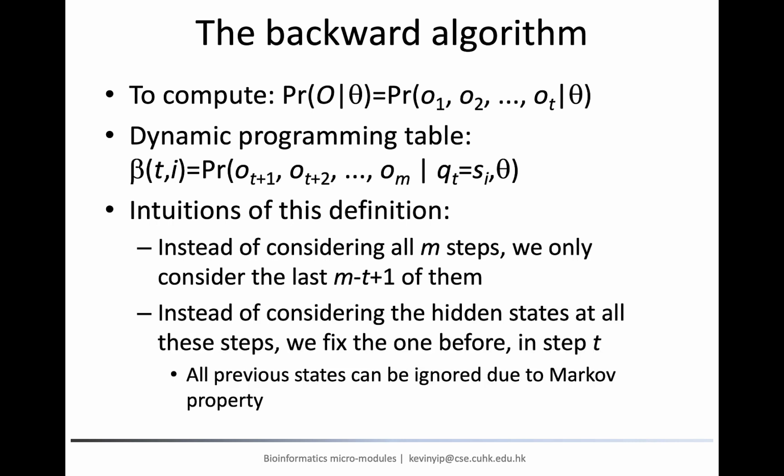Notice that although as in the forward algorithm, we want to fix the state of one step, in the backward algorithm, we put the state variable Q_t in the condition part rather than as a joint probability with O. Intuitively, this is related to the Markov property that once the state of step t is given, the observations in subsequent steps become independent of all the previous states.